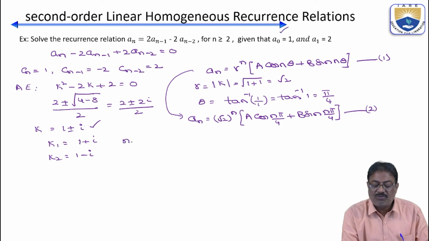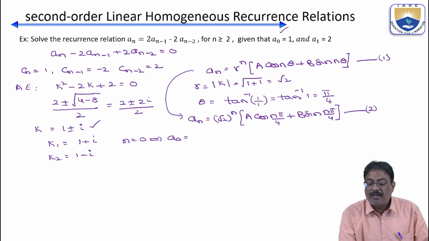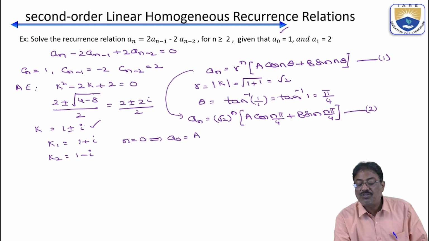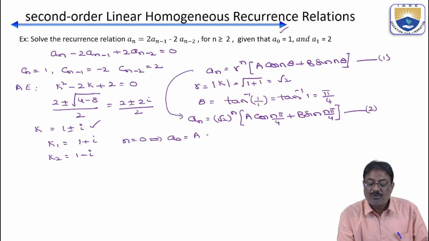So if I take n equal to 0, then a_0 is equal to root 2 to the power 0, which is 1, times a cos 0, and cos 0 is 1, plus b sin 0, and sin 0 is 0. So I am getting a equal to a_0. And a_0 is 1, so a is equal to 1.